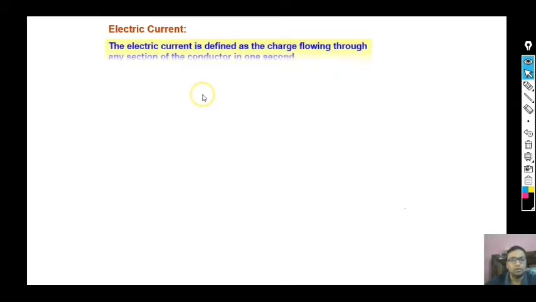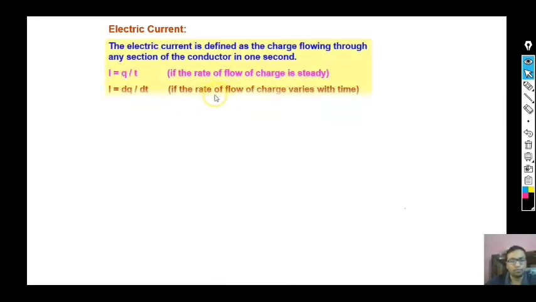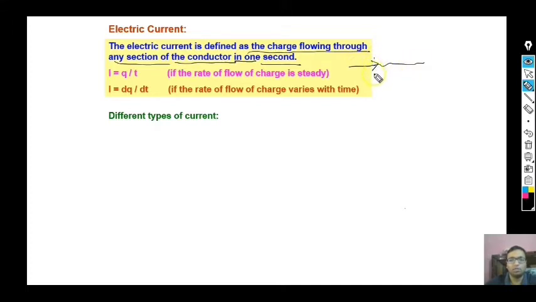So the first topic that we have to learn is electric current. The definition of electric current is the charge flowing through any section of the conductor in 1 second. If we have any conductor, or you can say any wire, how much charge is flowing through this wire in 1 second, that is called electric current.